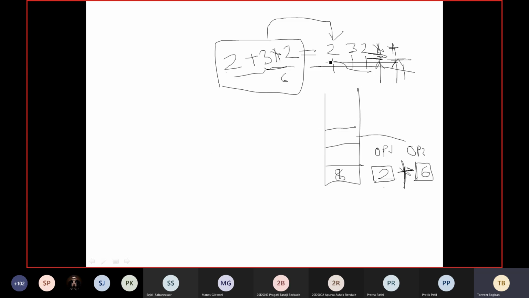Now similarly, how you evaluate postfix expression, similarly you can evaluate prefix expression. The only difference is in postfix expression you read it from left to right. So what is the prefix expression of this? The prefix is first take this multiplication out. So prefix is multiply 3 and 2, and then take this plus out. So now it is going to be plus 2 multiply 3 2. So this is the prefix.